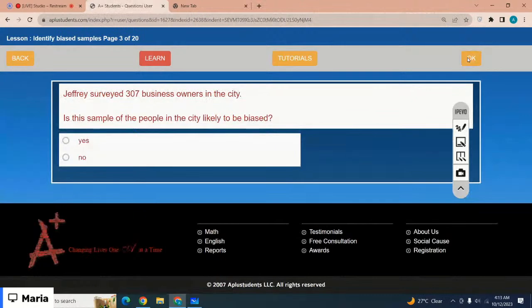Okay, Jaffrey surveyed 307 business owners in the city. Is this sample of people in the city likely to be biased? Which is the correct option? Yes, because maybe 307 business owners are not the same as the others. So the correct option is yes, right?